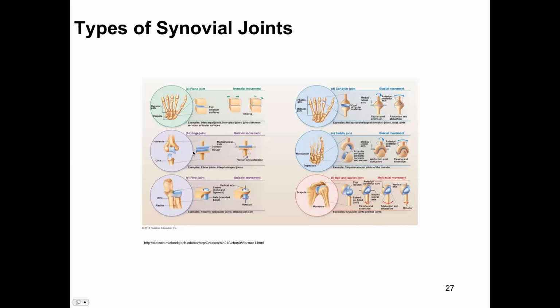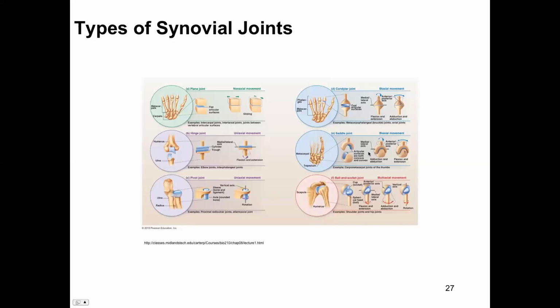And then the other one, the hinge joint, is like the door hinge. A plane joint, literally bones flat against each other, and pivot is just some sort of rotational idea, all right? Now, you're going to see these terms uniaxial or non-axial or multi-axial. Sometimes this is usually monoaxial, but anyways, that is referring to the directionality of the movement.